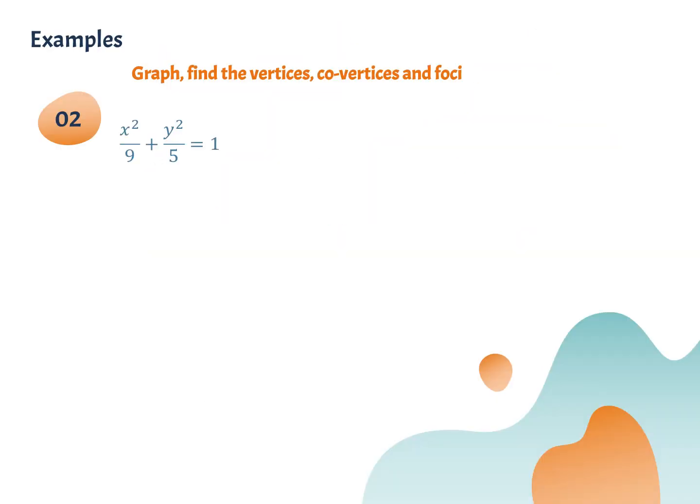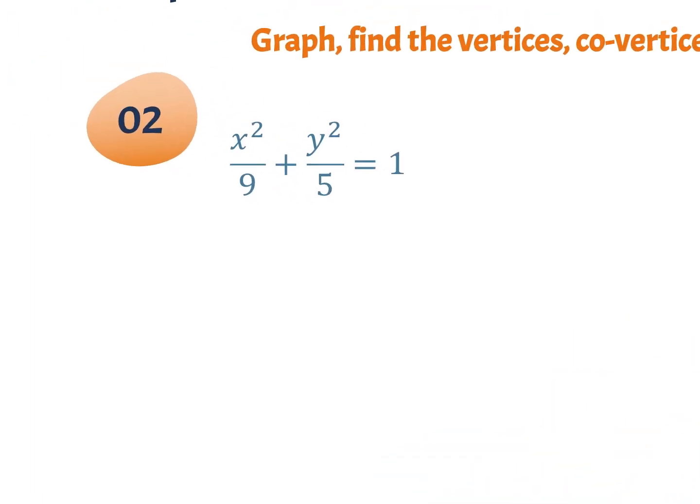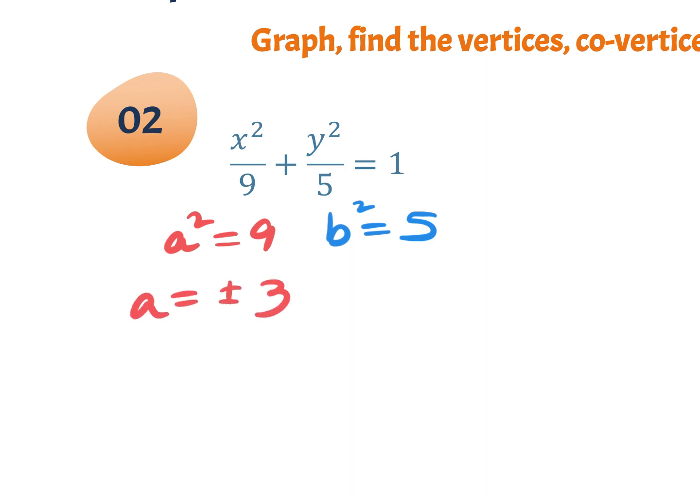You can leave it as the radical, the whole thing unbroken down. All right, so for the next one, notice it's already equal to 1. I'm going to look for my bigger denominator. So my bigger denominator is 9. So A squared is 9. B squared is 5. I need to square root these. So A is plus and minus 3. B is plus and minus the square root of 5.